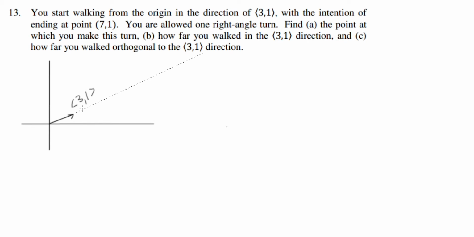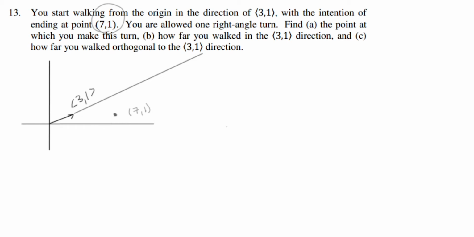And if I keep walking along that direction, of course, I would eventually go out infinitely in that direction. But I want to get to point 7, 1, right? I want to get to point 7, 1, which would be 1, 2, 3, 4, 5, 6, 7, 1, which would be about right there. That would be point 7, 1, right? Now obviously, if I just walk in the direction of vector 3, 1, I'll never get there. I'll just keep on going out into space, right?